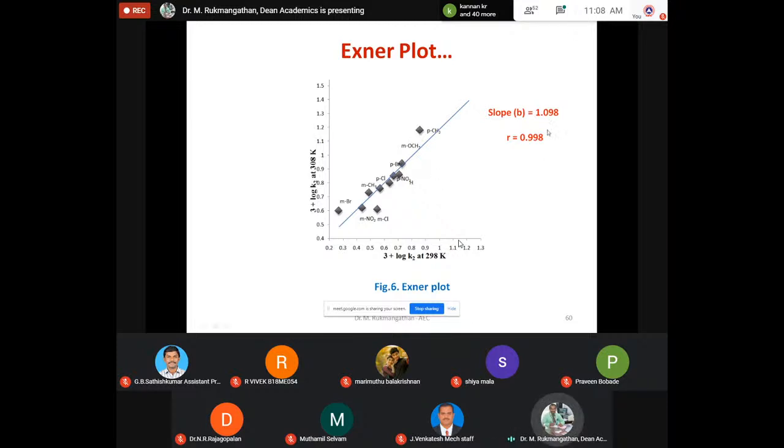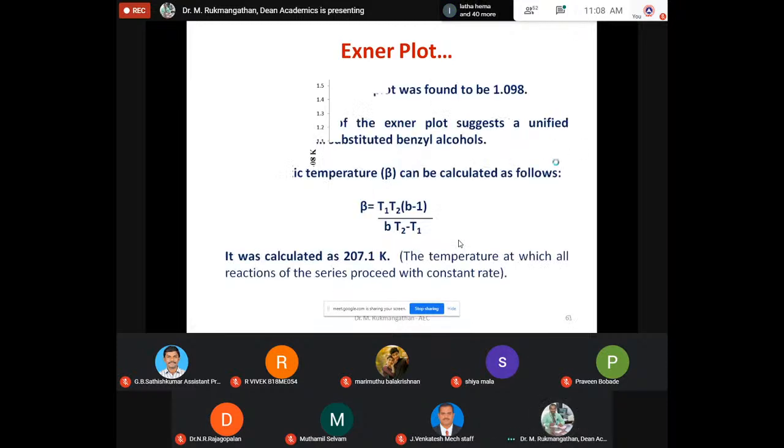The slope of the plot is 1.098. From the slope, we can calculate the isokinetic temperature, beta, by using this formula. Here, the isokinetic temperature was calculated as 207.1 Kelvin.